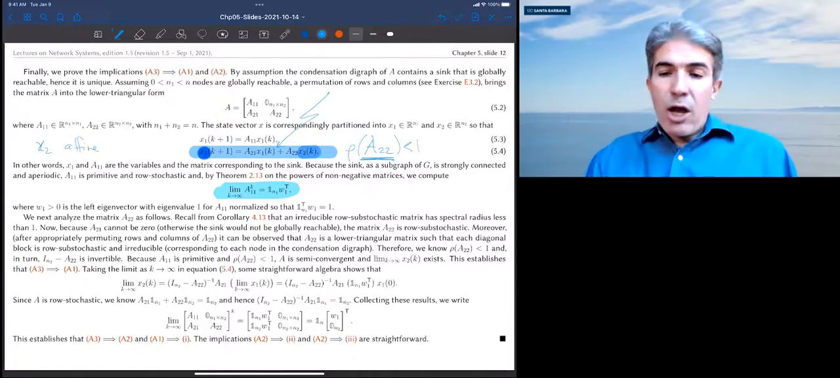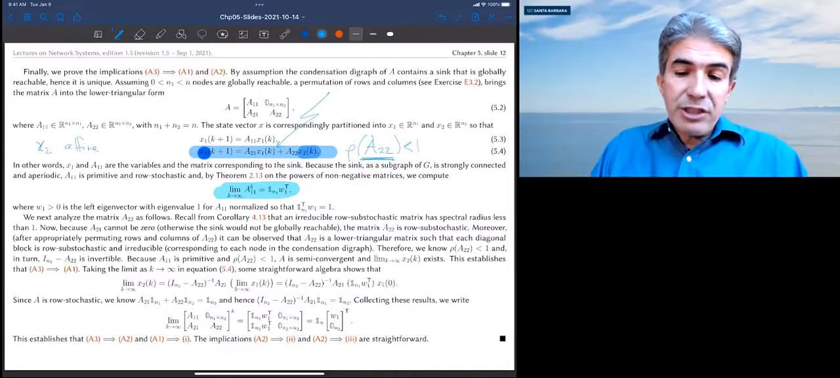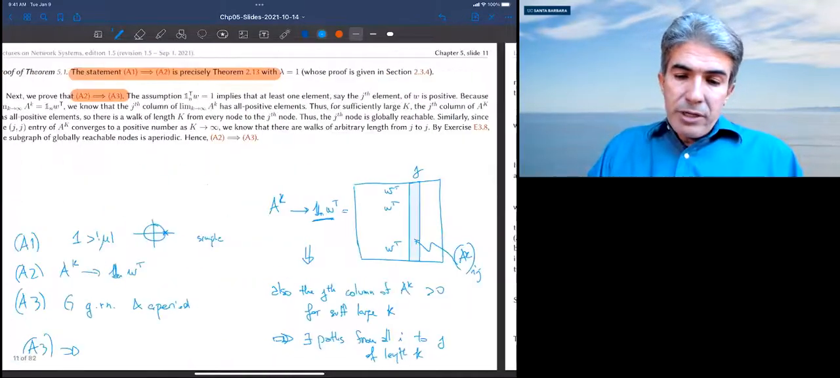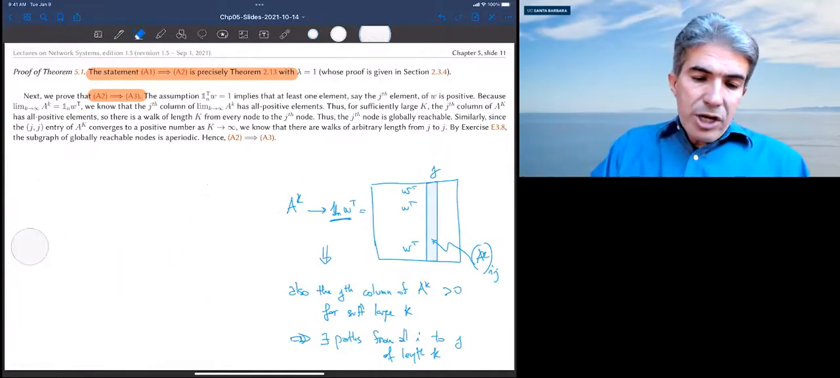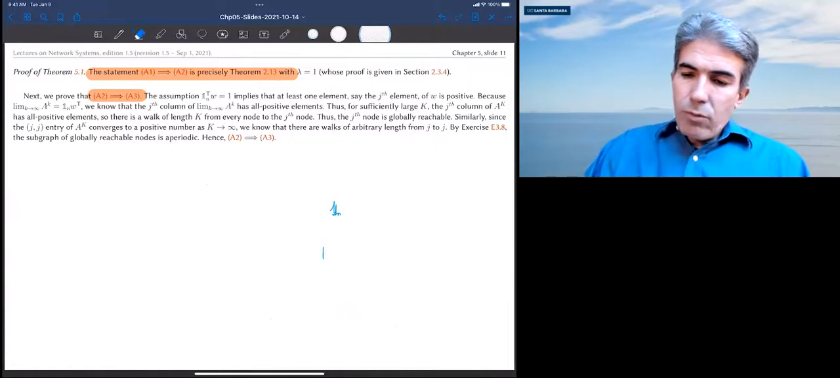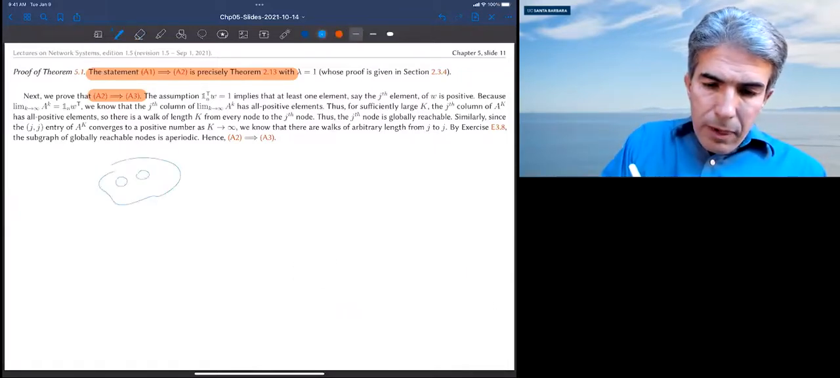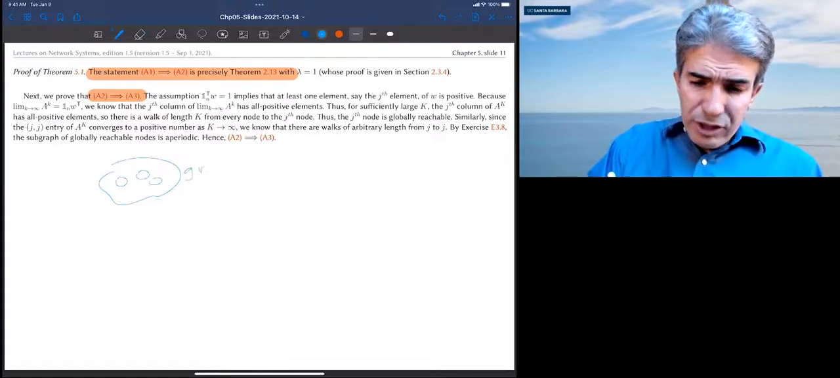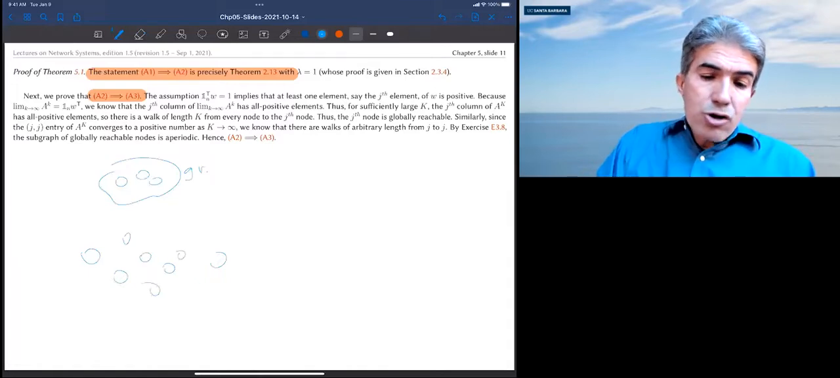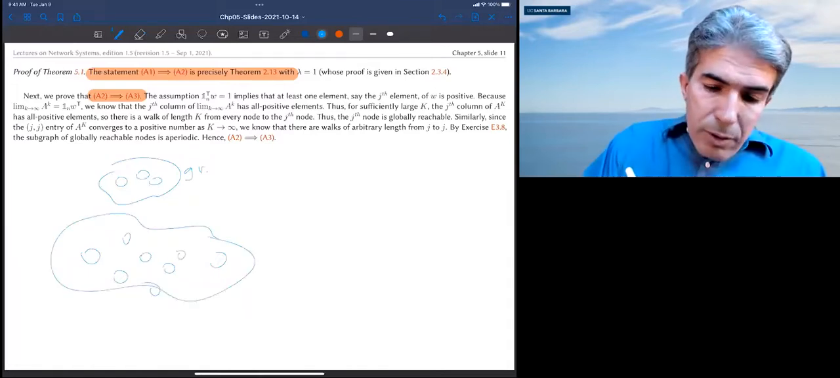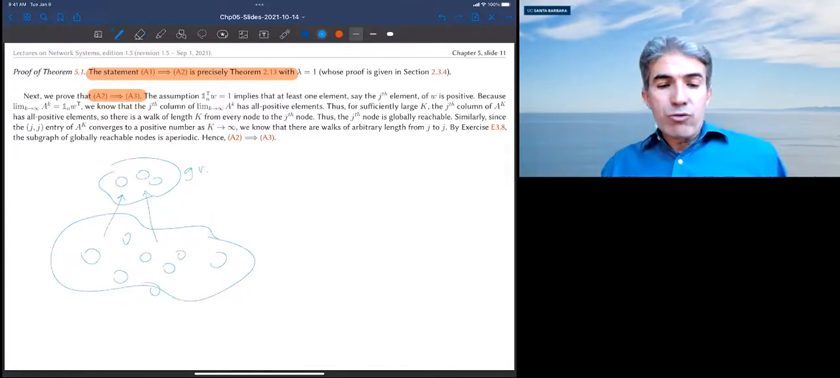Perfect. So now why do we know that rho of A22 is less than 1? And now comes the nice idea. A22, maybe I want to draw a picture here. We are in a situation where I have a group of nodes which are globally reachable, and then I have other nodes that are not globally reachable, but when I do the cut, there for sure is at least one edge going from bottom to top.